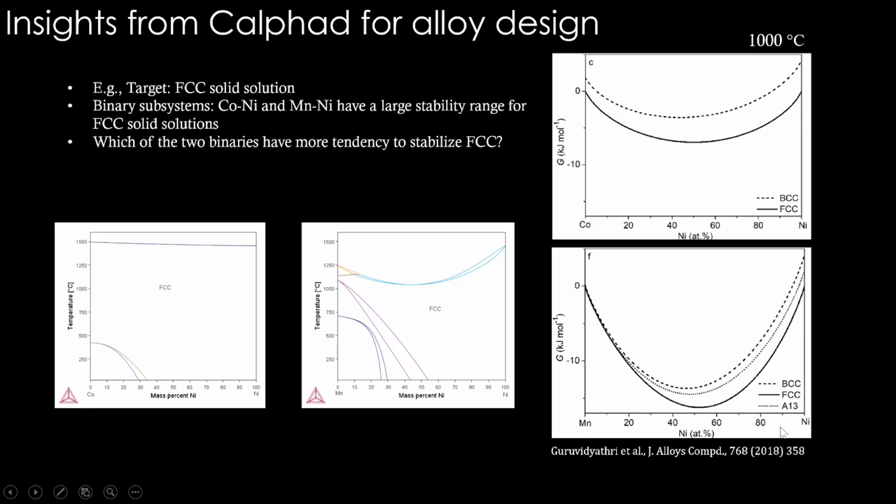This insight comes from Gibbs energy composition diagrams, the actual values of mixing Gibbs energy changes. They tell you which elements tend to mix in FCC structure more. In that case, Mn-Ni is a strong FCC stabilizer.